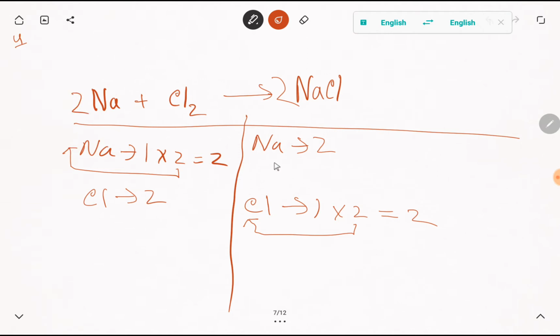Look, 2 2 2 2. So everything is balanced. So you can say that this is the balanced reaction. At last you can replace this arrow sign by equal sign, right? Okay, let us take another example.